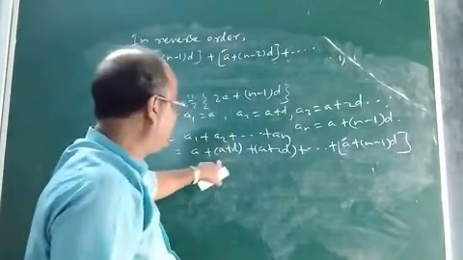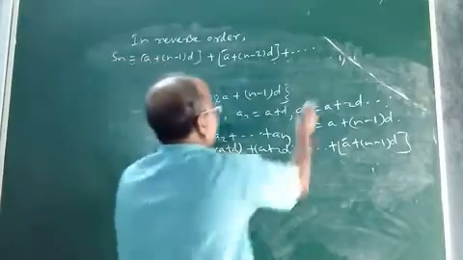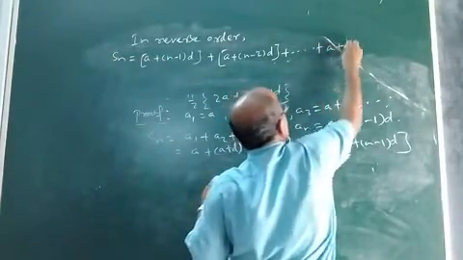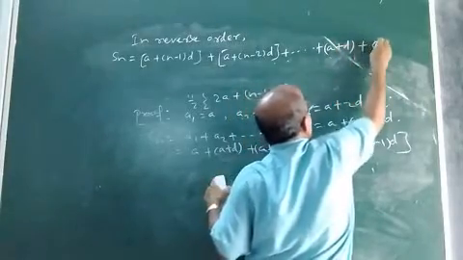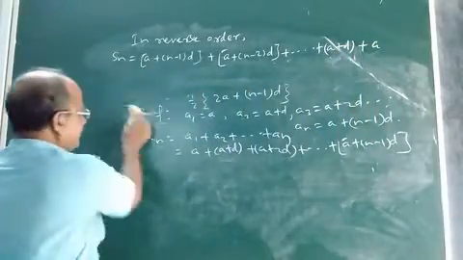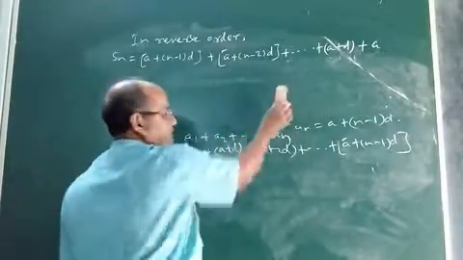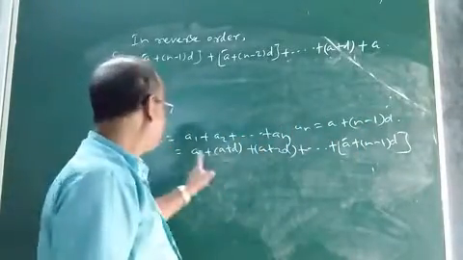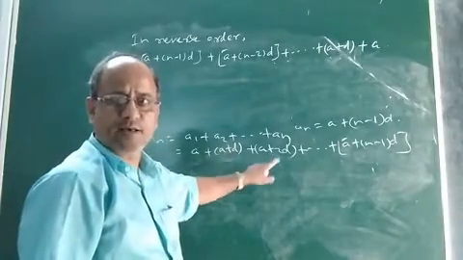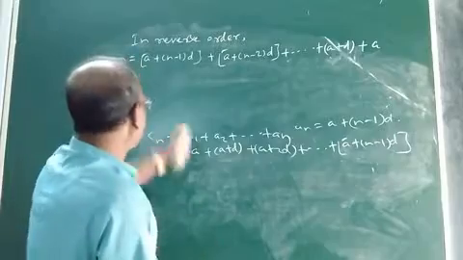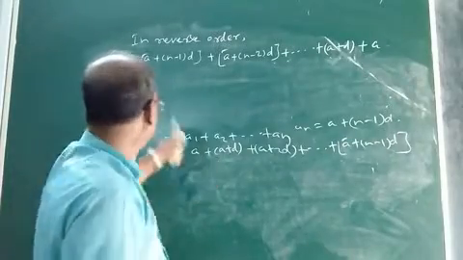You come back again, A plus D plus A. That means when we added all the n terms present in the AP, first we got Sn equal to this much. Again we wrote the same expression in reverse order. On writing in reverse order we got this one.